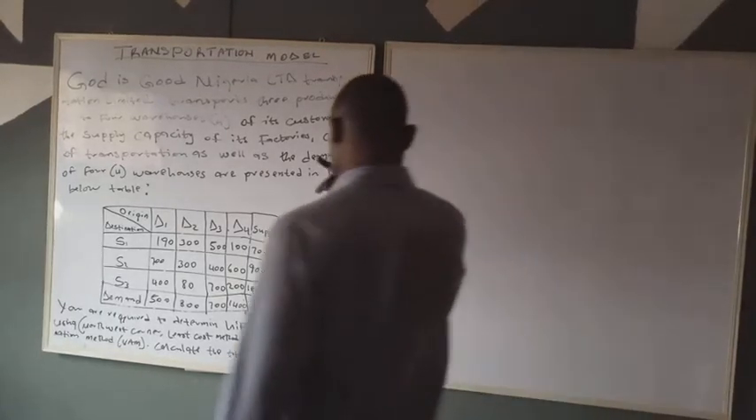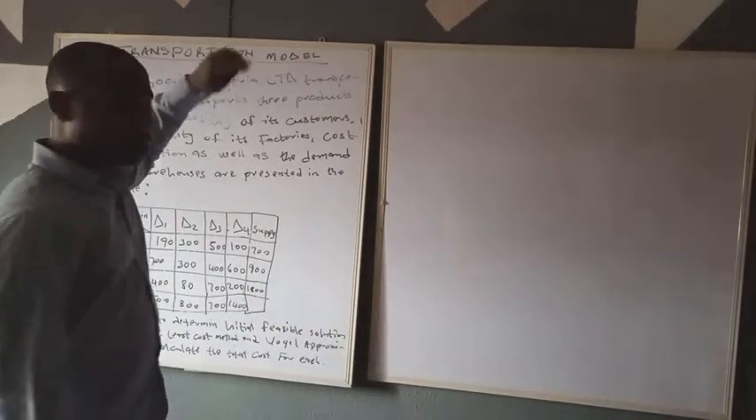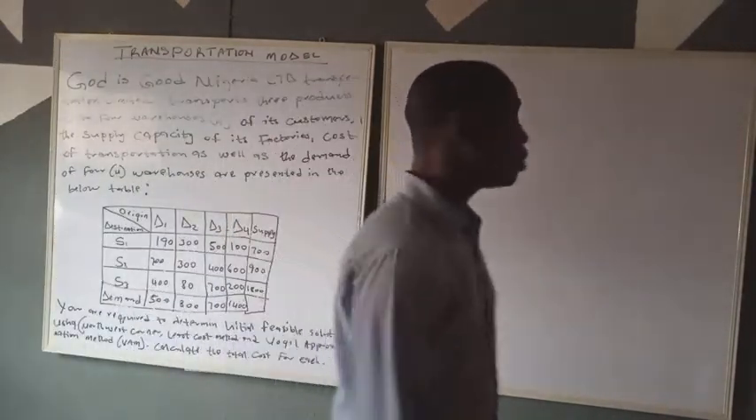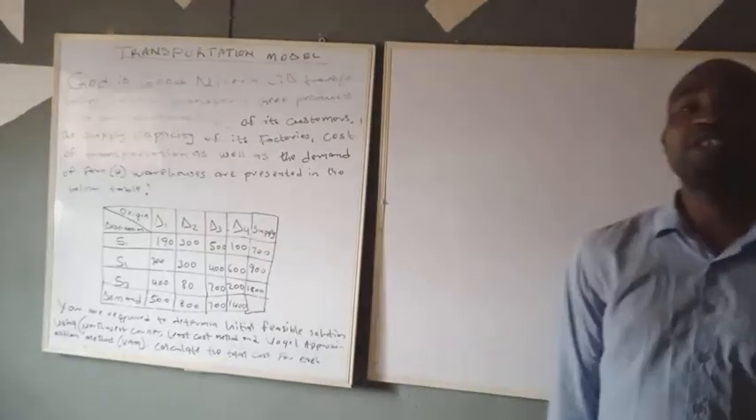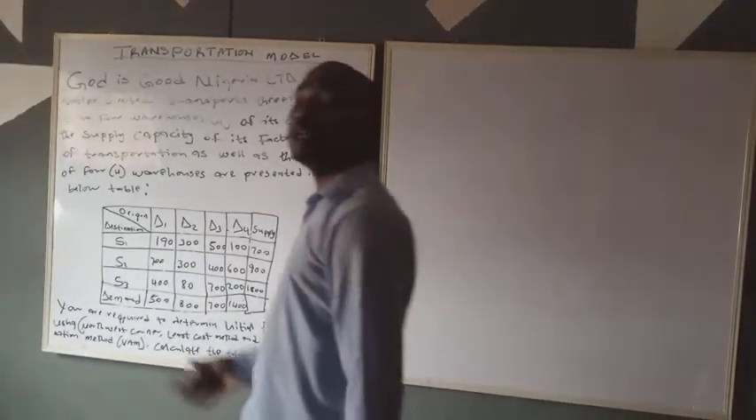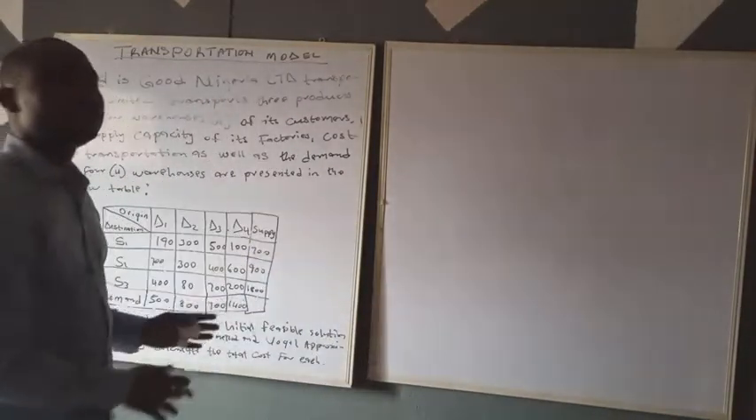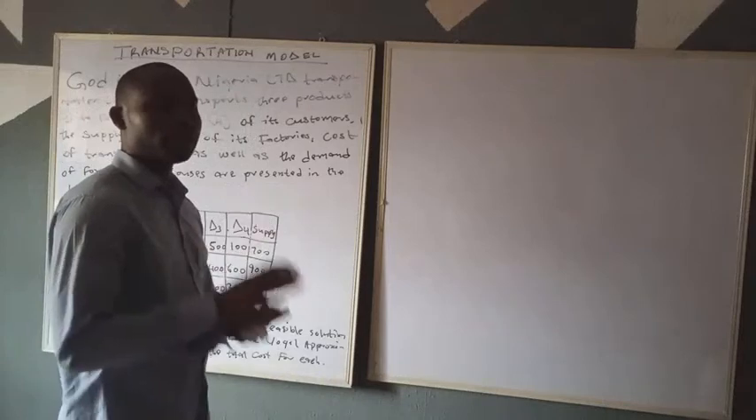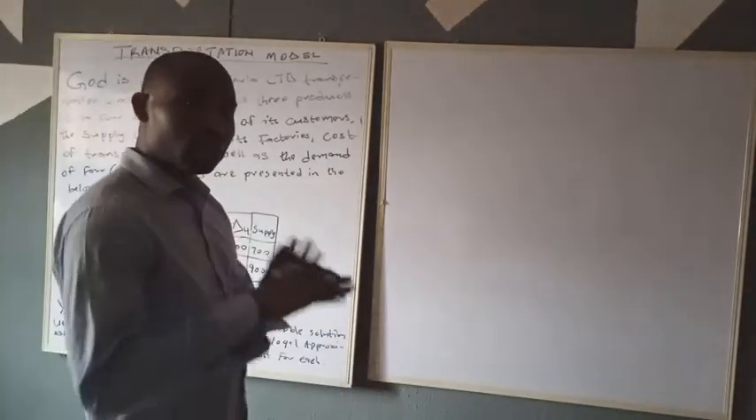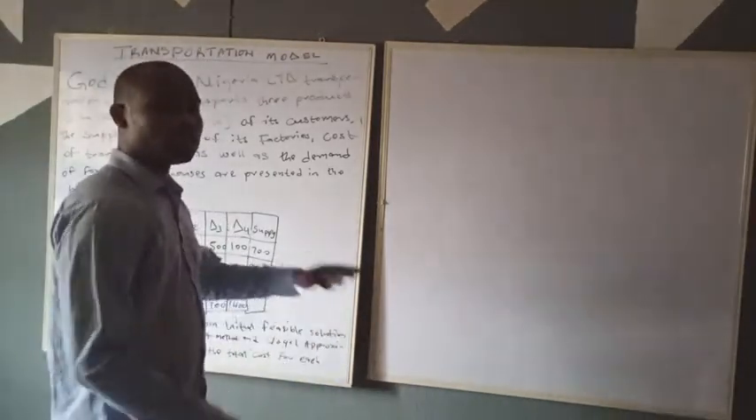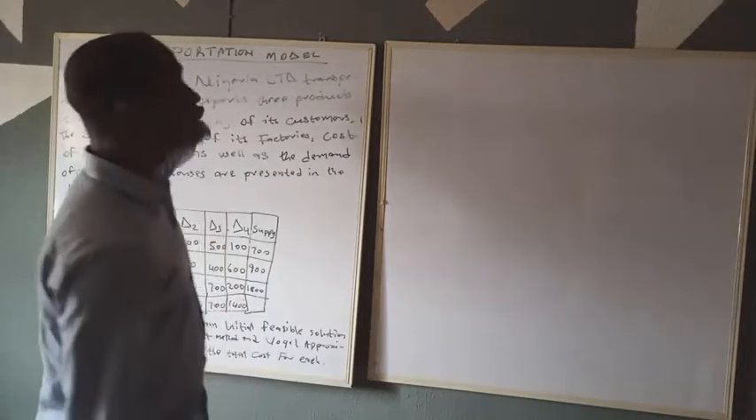Good everyone. Today we are solving transportation model. When they say what is transportation model, it is a system or a way in which the products that are produced in different factories or different plants can be transported to different warehouses in a way that will optimize the cost of the transportation. So that is what the transportation is all about.